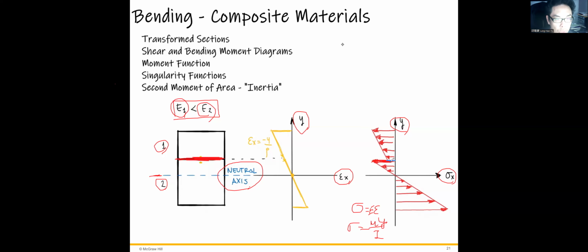Okay, so there are two stress distributions. One is like this, and the second one is like this, right? Because we assume these two materials are bonded tightly, they will not slide or peel off. Therefore, the strain epsilon x should be linear, because it's bonded together tightly.